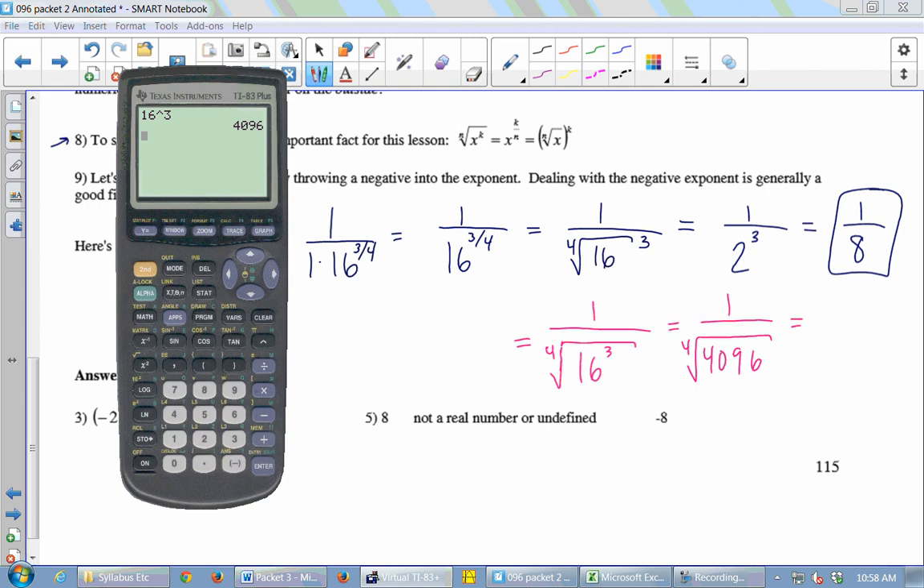But on this calculator, I would go math. I need the xth root. So I'm going to take the 4th root of 4,096, and it says it's 8. Right, so this is 1 over 8. So you get the same answer, whether you do the power first or the root first.